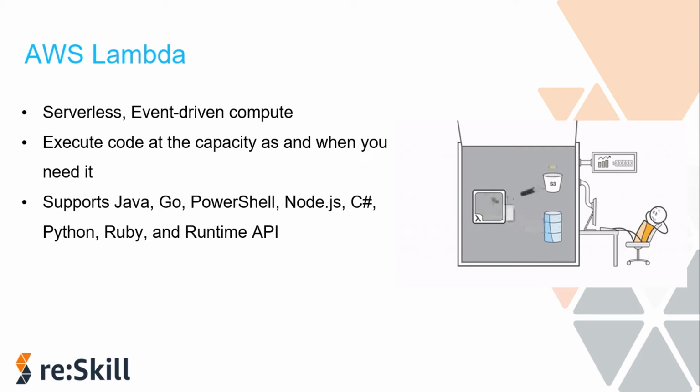Apart from this, the maximum function timer for a Lambda function is 15 minutes, which means a Lambda function can run for a maximum of 15 minutes and not more than that. If you have something which takes more than 15 minutes to process, you can look for other options like EC2.